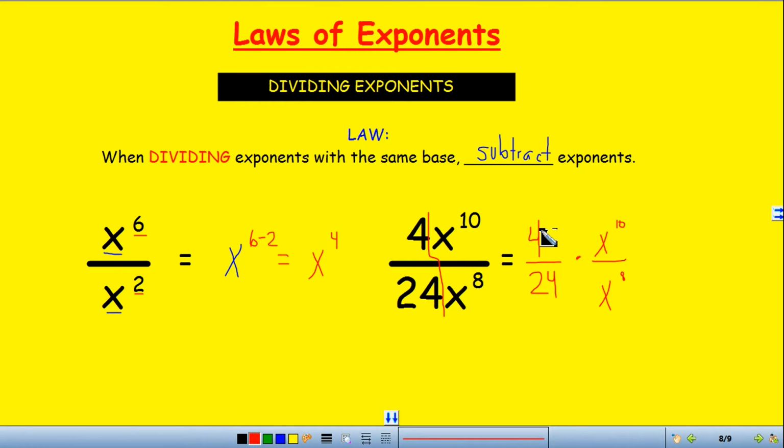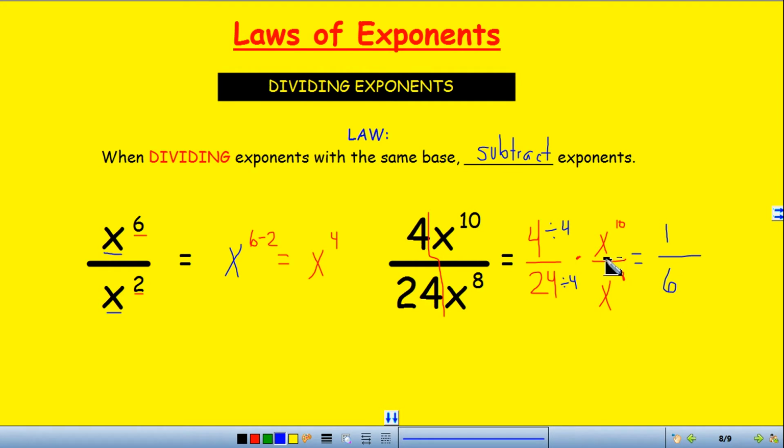Now, what I'm going to do is simplify. So I have 4 divided by 24, or 4 over 24. Now, I can find their common factor. And here I know that 4 can be divided both into 4 and into 24. So with that, 4 divided by 4 is 1 in our numerator, and 24 divided by 4 is 6 in our denominator. So I have 1 over 6.